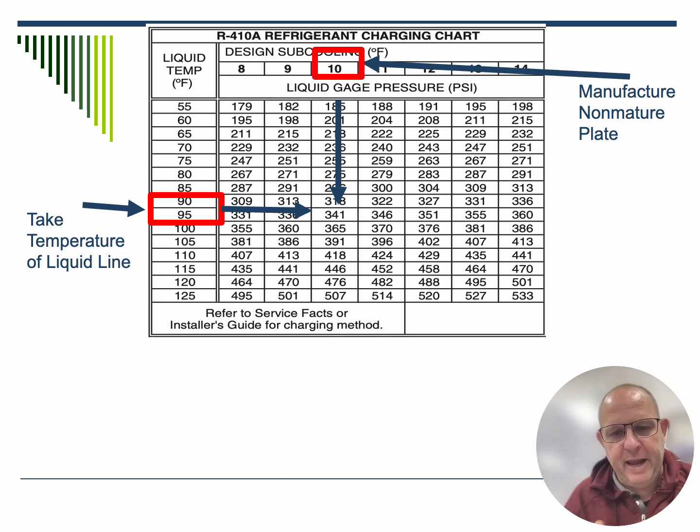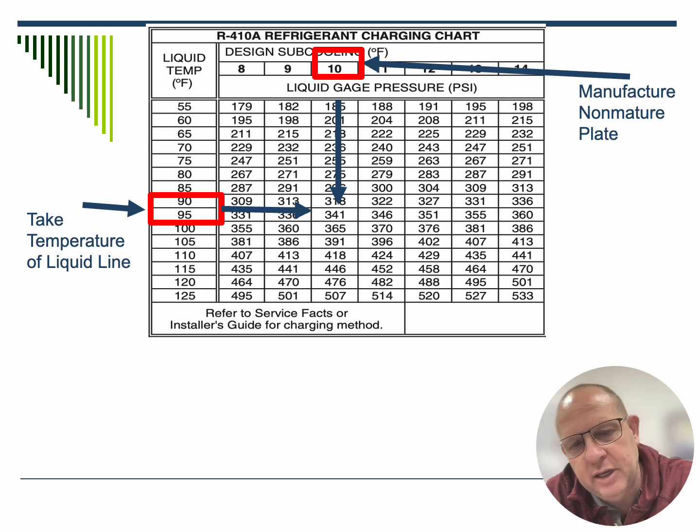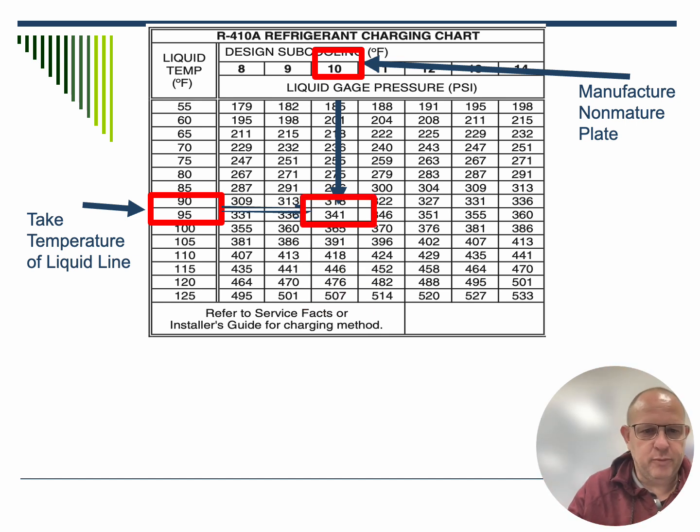Now, on the manufacturer data plate, it will tell you that if this number is below 341 psi on your liquid gauge pressure, then we need to add refrigerant to that system, which would increase the amount of subcooling happening within the condenser coil. If that number was above 341, then we would have to remove refrigerant from that system so that the subcooling number would be as close to 10 as possible.